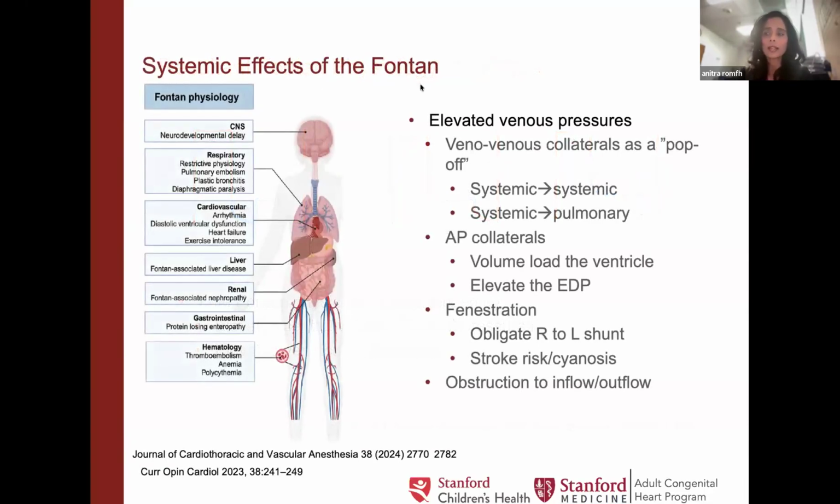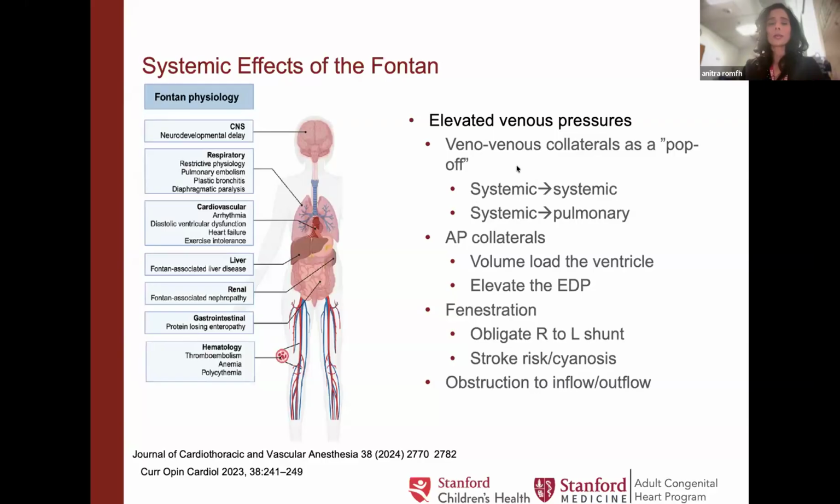So some of the systemic effects of the Fontan here, you can see with these elevated venous blood pressures, sometimes the body will form various collaterals sometimes as pop-off. Sometimes these will be SVC to IVC, so systemic blood to systemic blood to try to pop off that higher pressure. Sometimes it will be systemic to pulmonary. This represents a right to left shunt. For example, it could be blue blood coming from the SVC to a right pulmonary vein, for example. So that will cause desaturation.